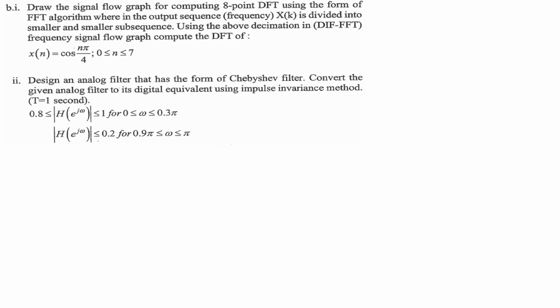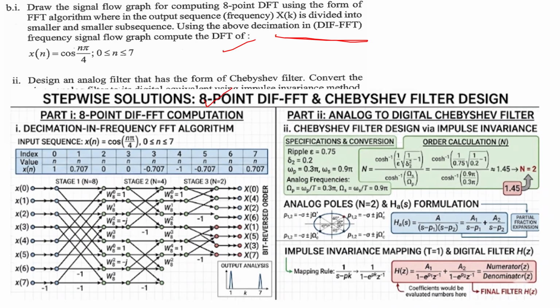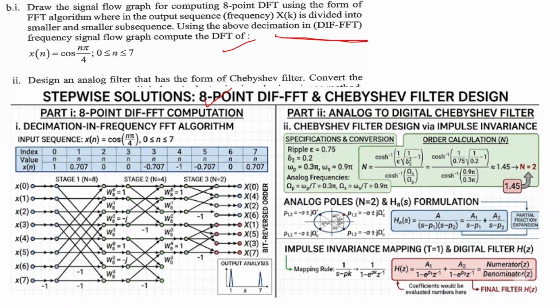Okay, so another question is related to the DIF FFT, that is decimation in frequency, right? This is not a decimation in time related question. Here you have to design an analog Chebyshev filter. For DIF you can check, this is radix 8, then radix 4, and then radix 2. So it is just the reverse of DIT, right? You can check the special session on DIF, right? For more detail on how to solve the question.